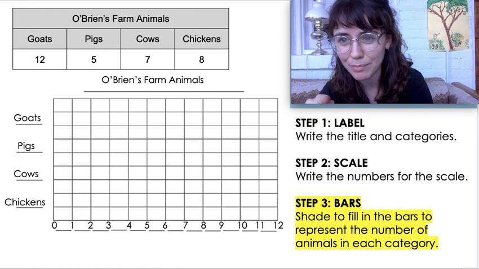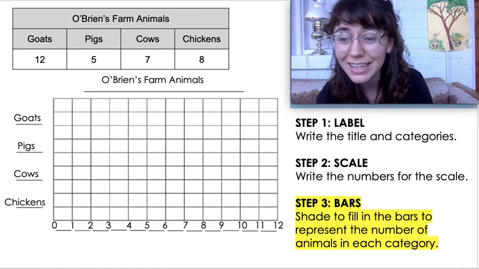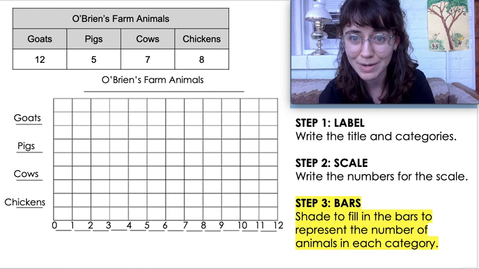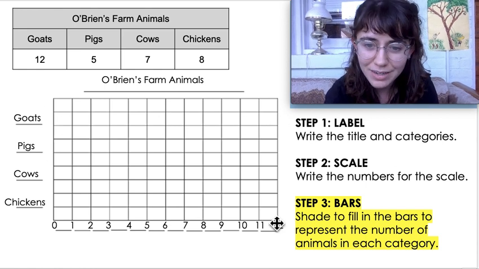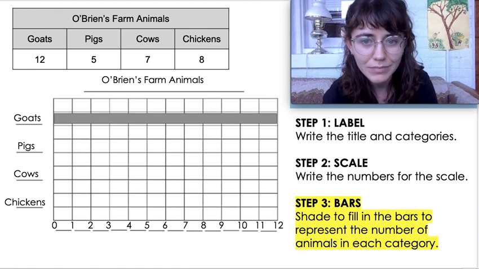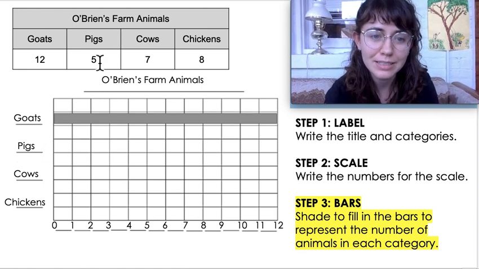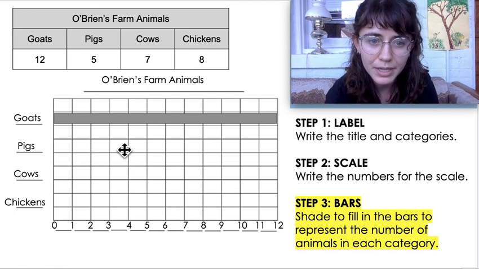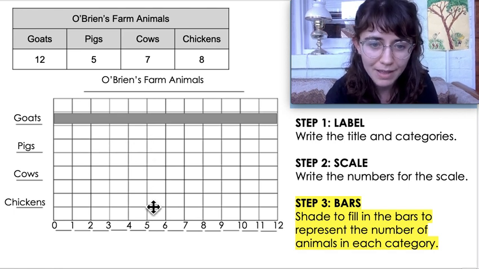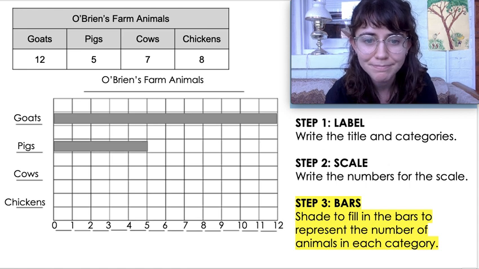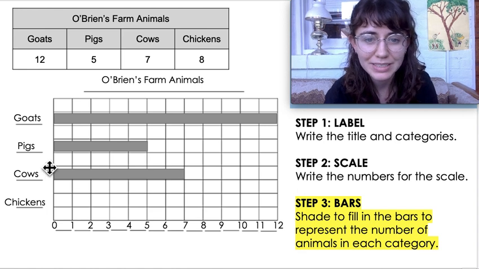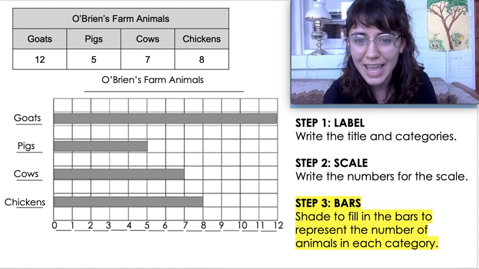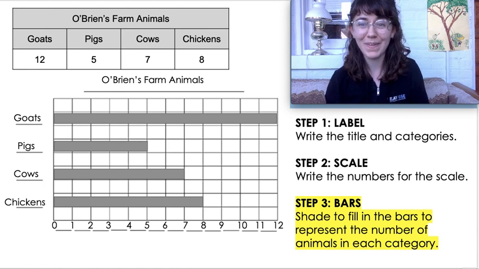Now this is the most fun step with a bar graph, where I get to shade in the bars to represent the number of animals in each category. So let's start off with goats. It says we have 12 goats, so I'm going to shade it in all the way to the end because the end would be 12. Next up, let's do pigs. It says 5, so I shade in 1, 2, 3, 4, 5 boxes, and yep, that lines up just right with 5. Now we're going to do cows, that's 7, so it goes all the way to 7, and chickens goes to 8. So now I'm all done making my bar graph.